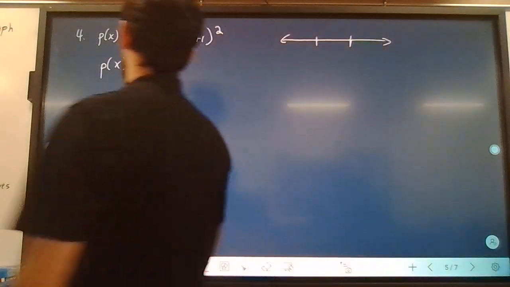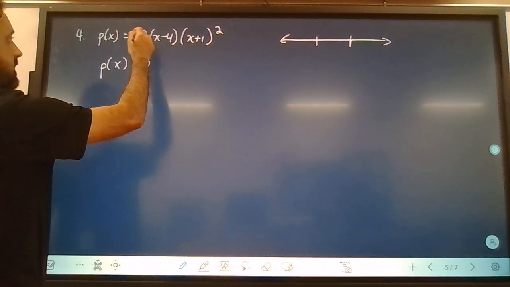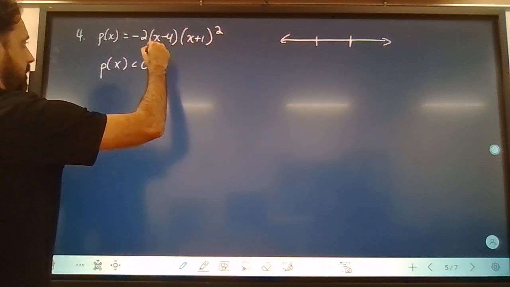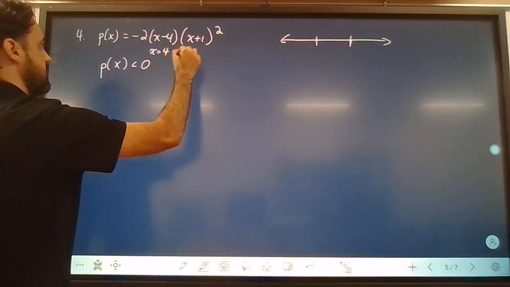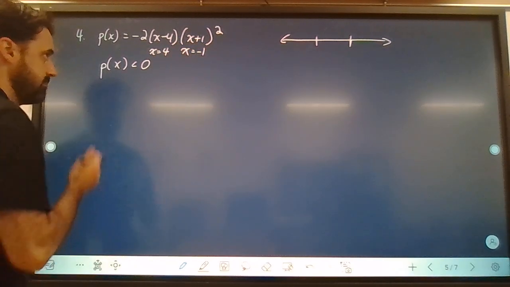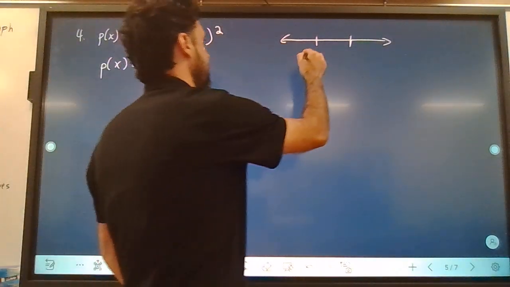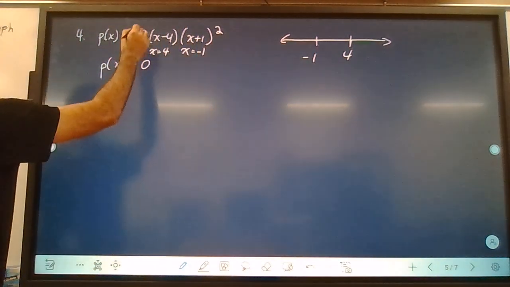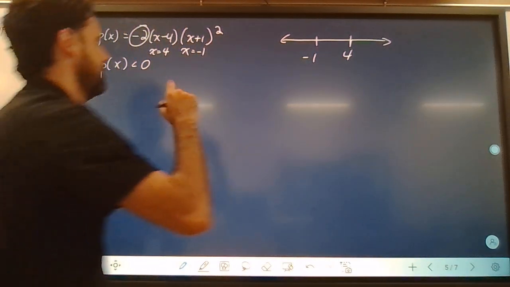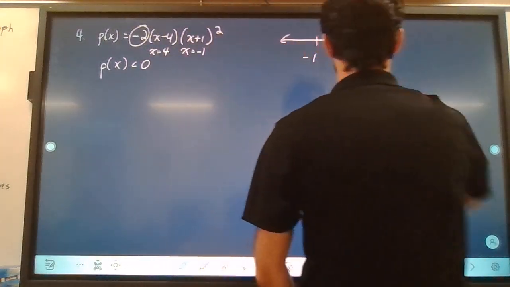Next question, same thing. There's not an x here, so I do not set this part equal to 0. I'm going to set x minus 4 equal to 0 to get 4, and set x plus 1 equal to 0 to get -1. So on the number line, -1 goes first, then 4. Our leading coefficient is still negative, so I still put a negative all the way over here on the right.